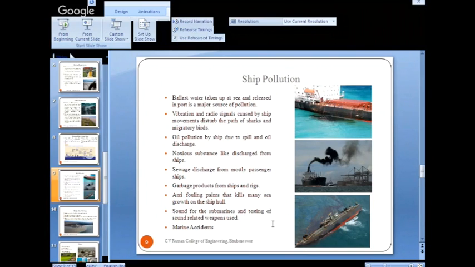Then sewage discharge, mostly in passenger liner ships. So these are the different types of pollution created by ships. And the most important is, if you have an accident in road transport, you're not contributing to pollution. But if you have an accident in the marine field, if it is a gas carrier or oil carrier, all the oil gets spilled over the ocean, and it takes a very long period to clear. So these are the sources of ship pollution.